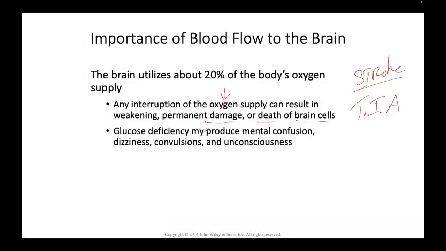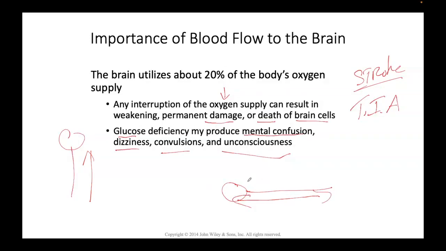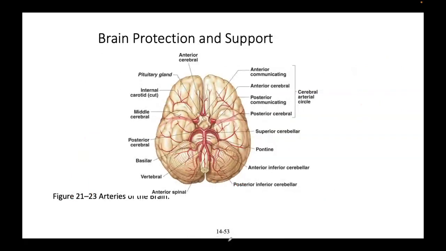If there's glucose deficiency, right, if there's decreased flow and there's decreased glucose, then that can result in some mental confusion, some dizziness, convulsions, or they're unconscious. Why do they go unconscious? If they go unconscious, then that means they fall on the floor like this compared to standing. Gravity is working down, so it's a lot harder to get blood flow up to the brain. When you're lying down, blood flow can move in both directions much easier. So it's kind of like innate intelligence at its best.